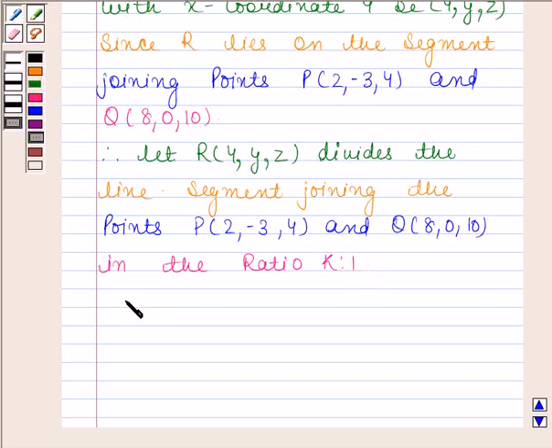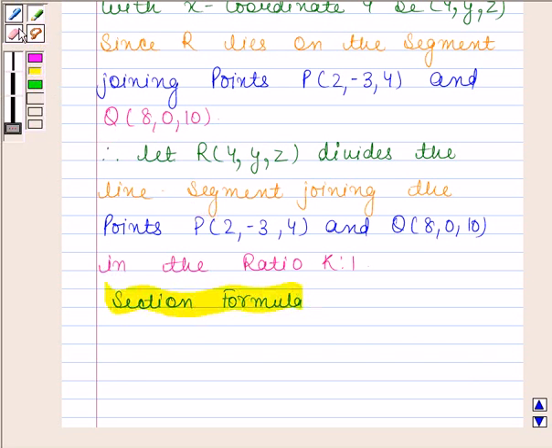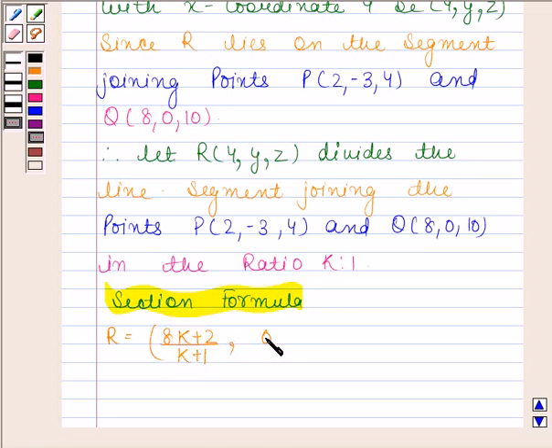By the section formula, we know that if P having coordinates x1, y1, z1 and Q having coordinates x2, y2, z2 are two points, then the coordinates of the point which divides the line segment PQ internally in the ratio m is to n are mx2 plus nx1 upon m plus n, my2 plus ny1 upon m plus n, mz2 plus nz1 upon m plus n. So by section formula, coordinates of R will be 8k plus 2 by k plus 1, 0k minus 3 by k plus 1, 10k plus 4 by k plus 1.